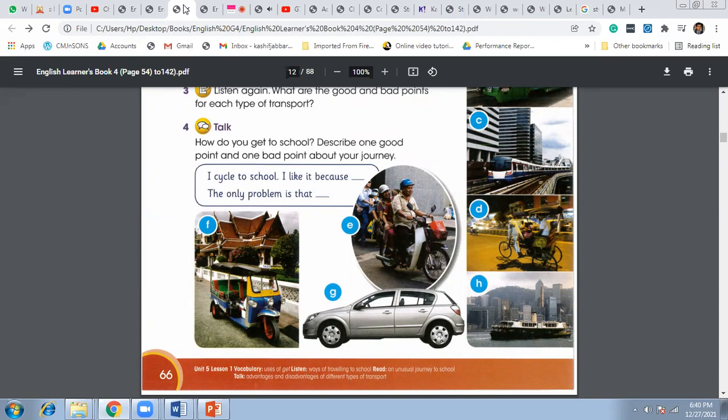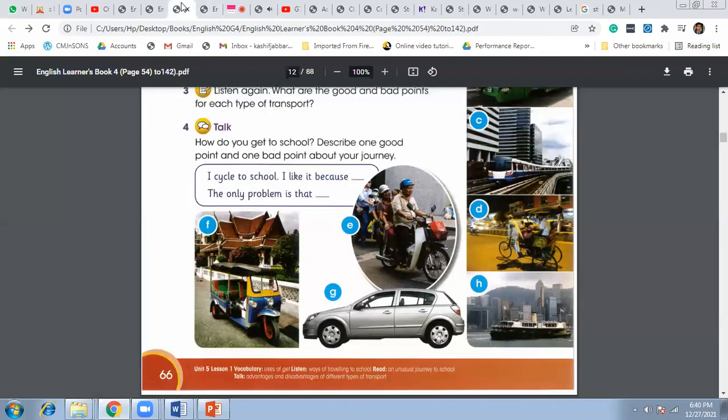All right, number 4. This speaker was talking about the ferry, which you can find here in picture H. This is the ferry, right?